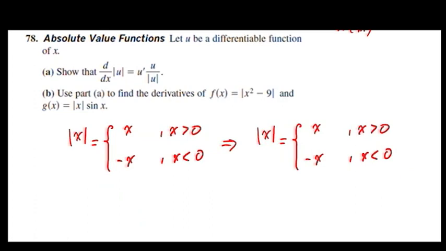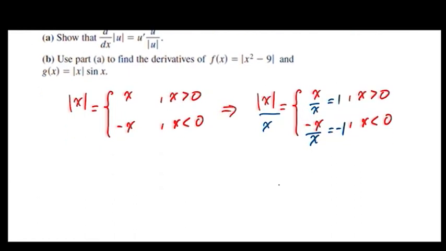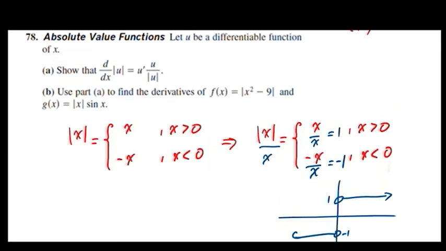Now, what happens if I divide everything by x? This becomes 1 and this becomes negative 1. So that thing just means 1 or negative 1, which gives you that distinct graph. This thing has a graph looking like this. Now we are ready to tackle this problem.